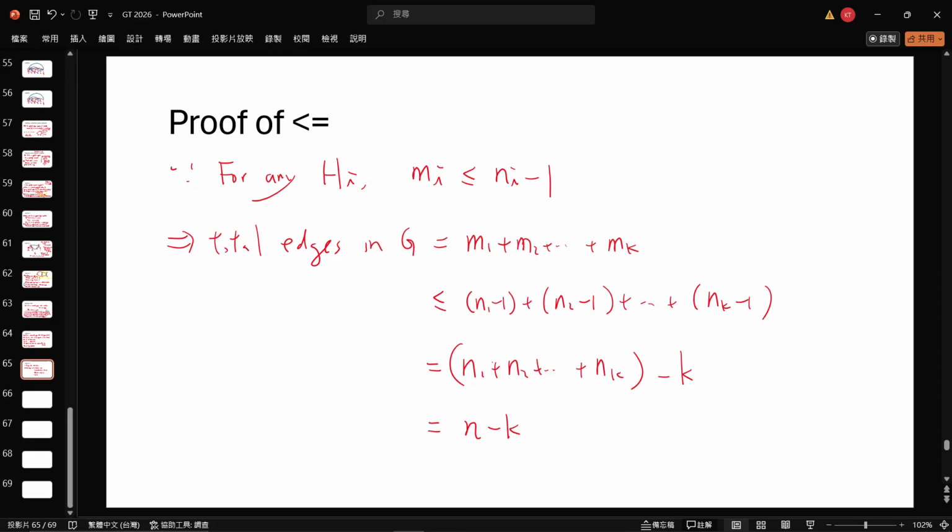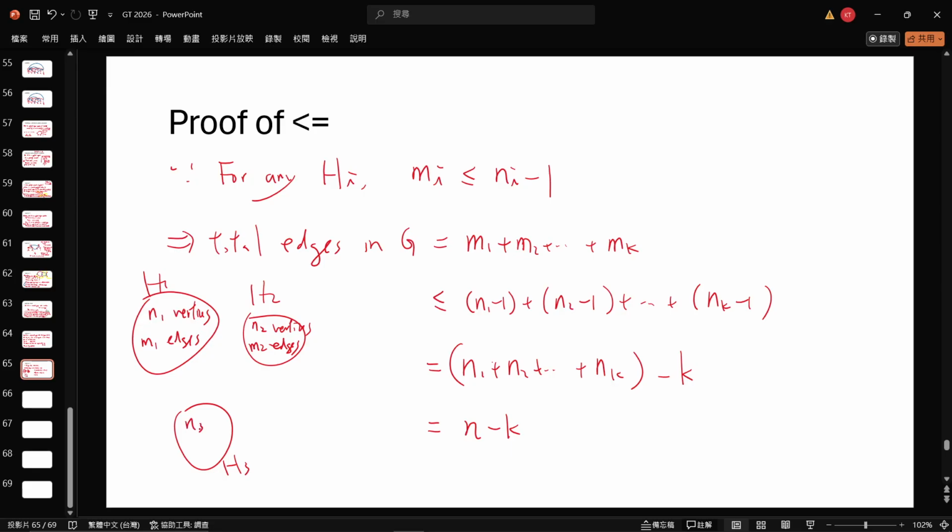So the whole picture is like this, okay? We have H1 here, H2 here, H3 here. Here we have N1 vertices, M1 edges, N2 vertices, M2 edges, okay? So here we just consider the sum of all the ni's. So it's just the number of edges, sorry, the number of vertices in the whole graph.